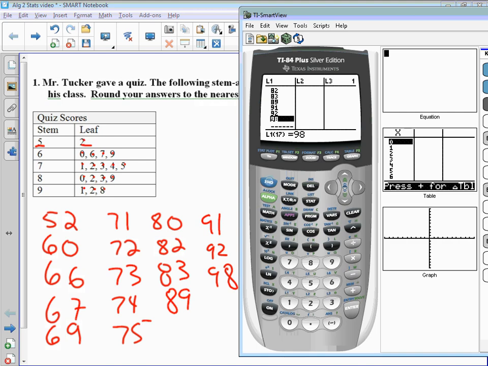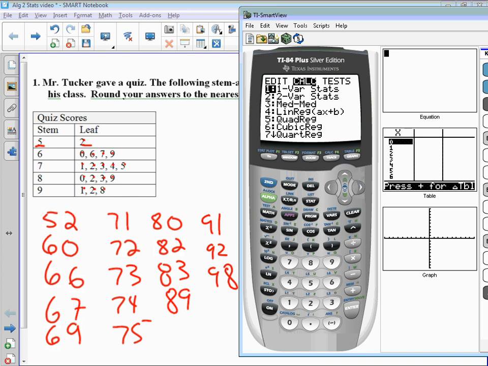Once we do that, we quit out of the list. Then we go to Stat again, but instead of Edit, we arrow over to Calc and choose one variable statistics. It's going to ask us what to do. Well, we have our list in L1. We don't have a frequency list, so we just choose Calculate. The numbers we'll see here: x bar is the average, and the sigma x here is the standard deviation.